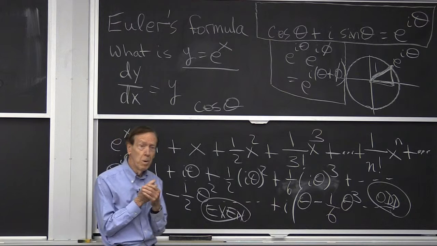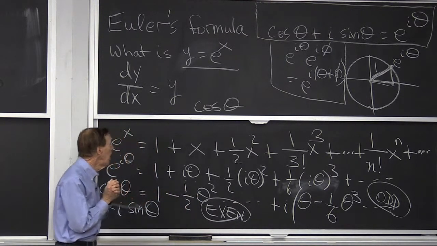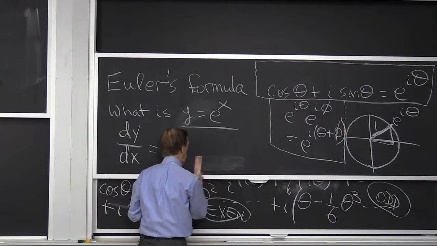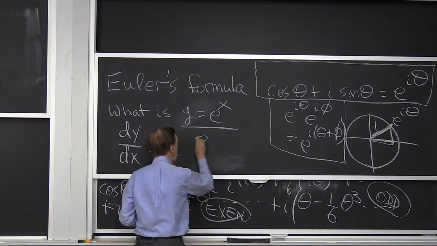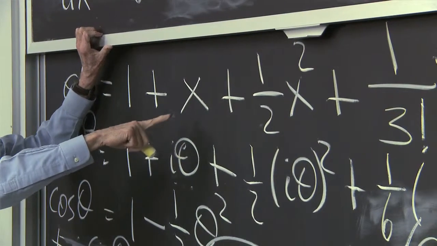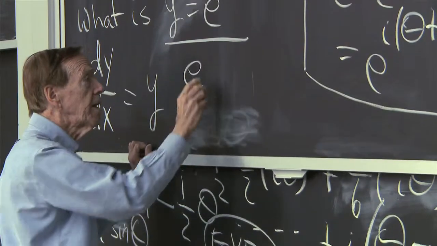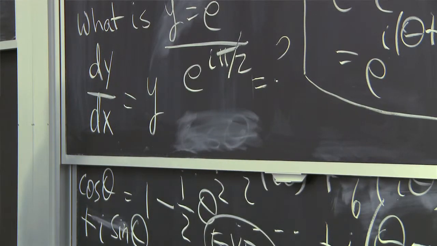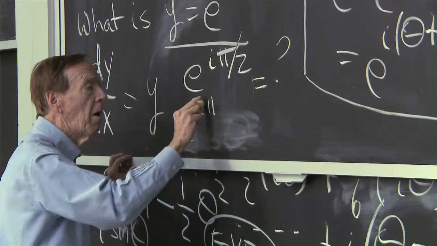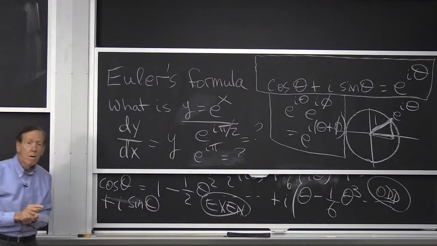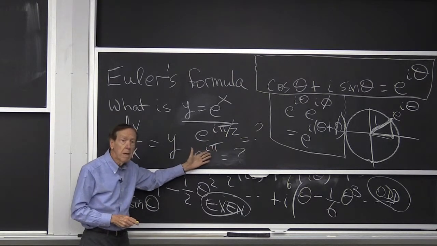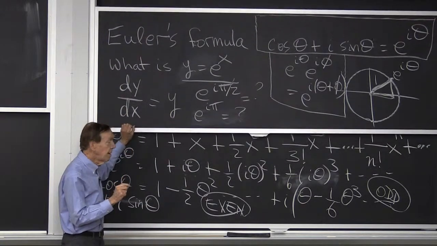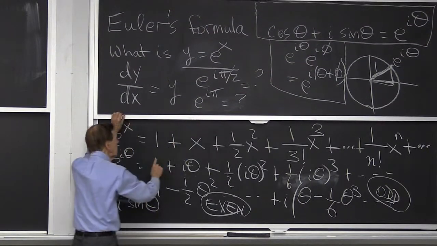And let me just ask you, I'll give you a few minutes to do it. Could you figure out what e to the i pi over 2 equals, if I take e and plug in x equal i pi over 2? Or e to the i pi would be another one. Incredibly, they're simple numbers. I'm not expecting you to put x equal i pi in there.